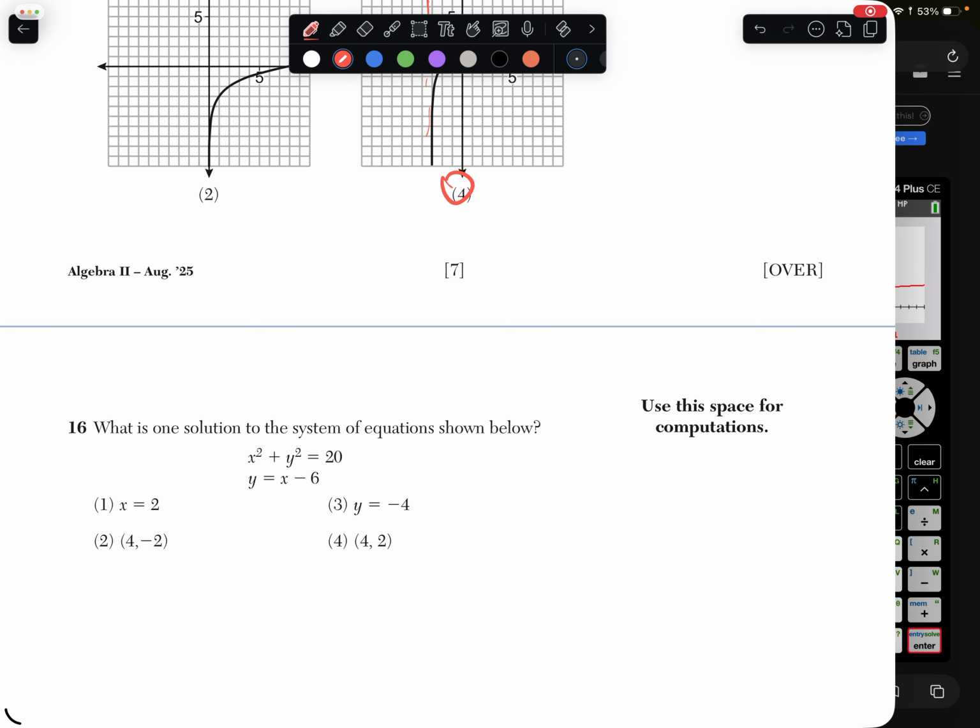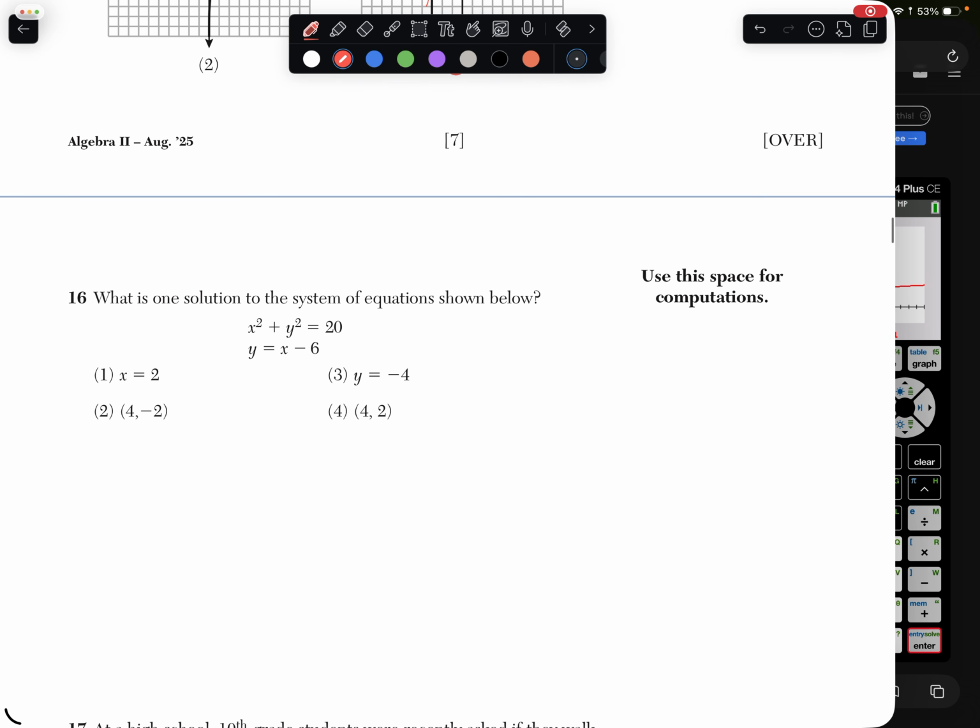I don't recommend doing that. What I would do is just plug it in and solve. So we do get y equals, so that's one of the variables. I would use substitution. So we have x squared plus y squared is equal to 20, right? I know what y is equal to. Y is equal to x minus 6. I'm going to plug that into the first equation. Square it, and I get that.